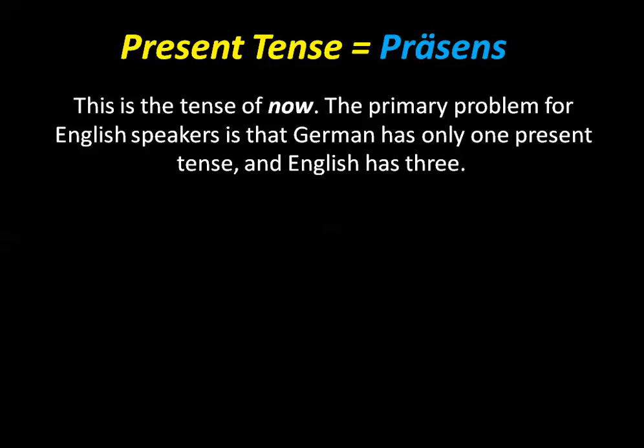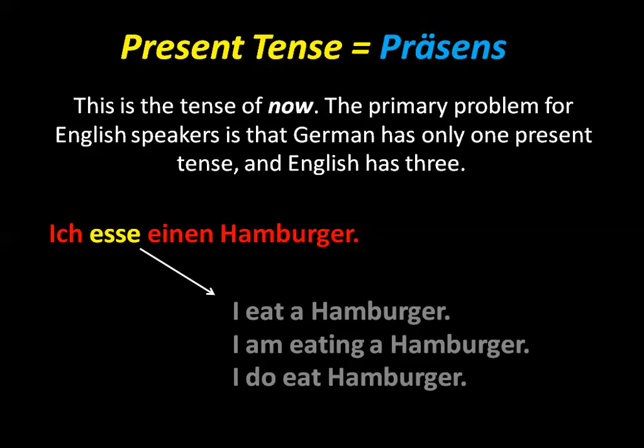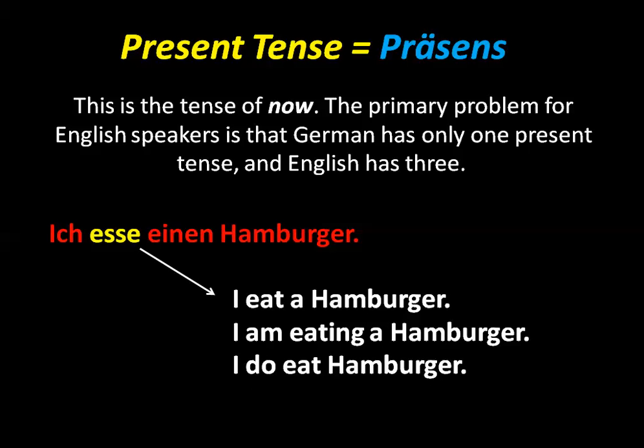Okay, so let's take these one at a time. The present tense is, of course, the tense of now. The main problem for English speakers is that German has only one present tense and English has three. For example, if we take the German sentence, Ich esse einen Hamburger, in English, this could mean I eat a hamburger, which is the present tense in English, or it could also mean I am eating a hamburger. In English, we call this the present progressive. Or it can also, even in English, be related with the sentence I do eat a hamburger.